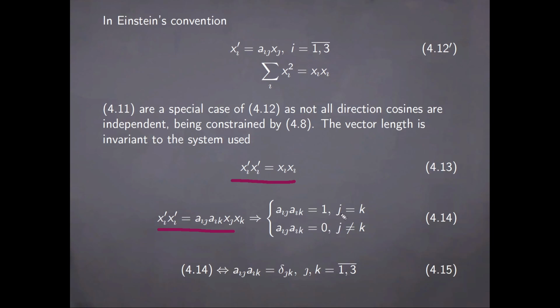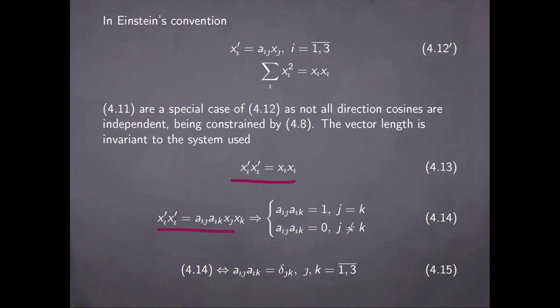So when j is equal to k, summing over the index i in a product of these coefficients must lead us to 1. And if j is different from k, then the sum of the products of the coefficients is equal to 0.